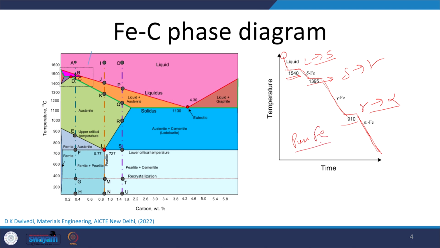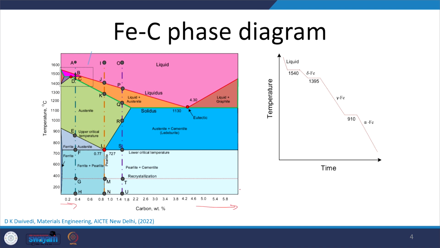But what if carbon is added to the iron? That is what we can see here from the iron carbon diagram. The carbon content is increased from 0 to 6.6 percent on the x axis, and the y axis shows the temperature. The point L shows the composition or carbon content corresponding to the eutectoid point. This occurs in the solid state.